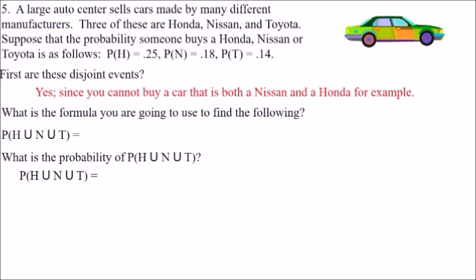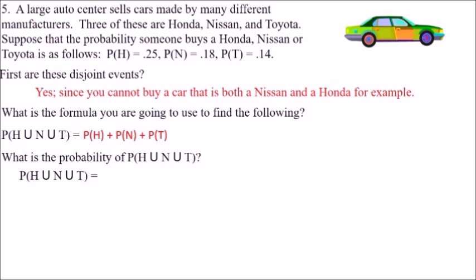Okay. The next part, what is the formula you're going to use to find the following? I'm looking for the probability of a Honda union, that is or, a Nissan, or a Toyota. Since these are disjoint events, all I have to do is add the probabilities together. So that's the probability of a Honda plus the probability of a Nissan plus the probability of a Toyota.